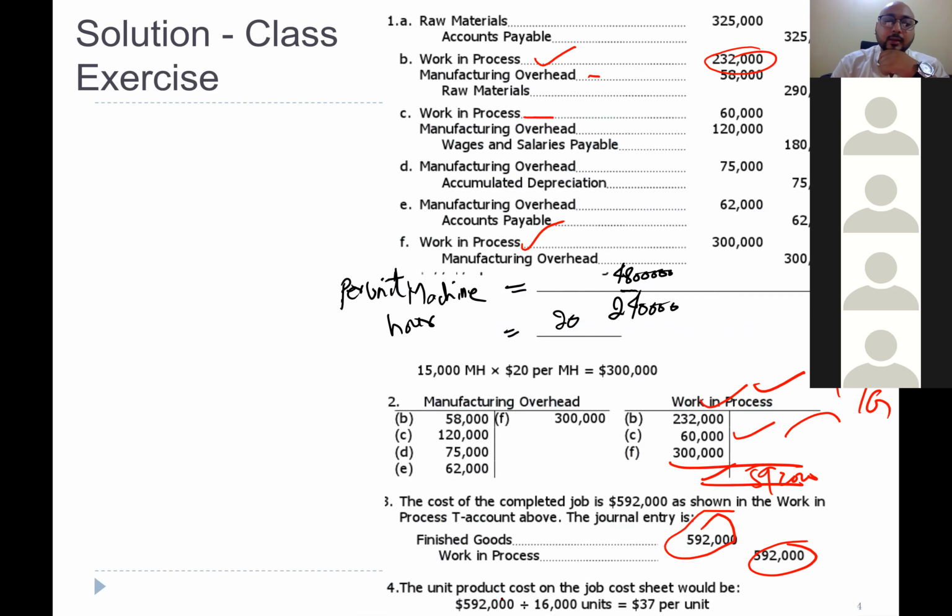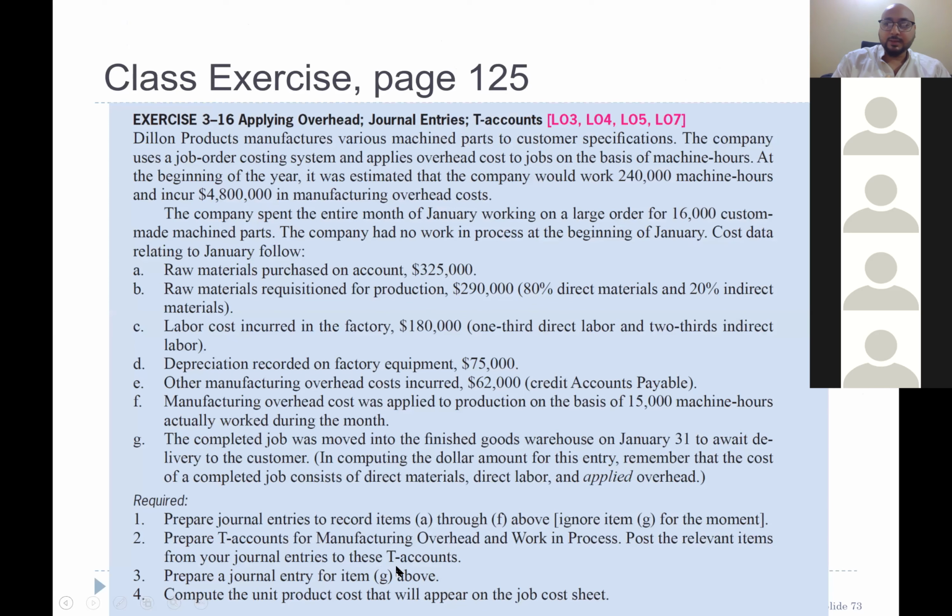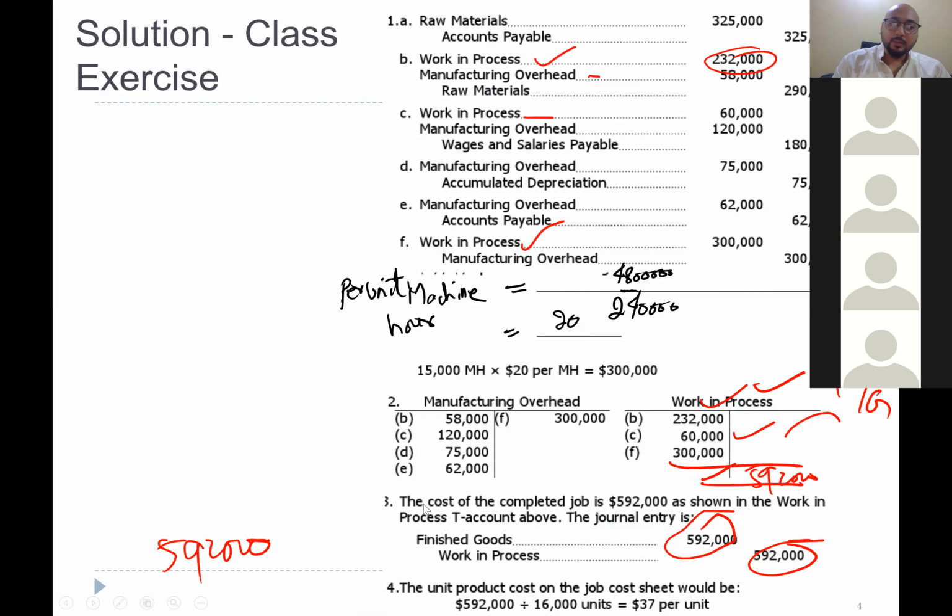Now to calculate the unit cost, we have the total cost of finished goods, 592,000, and the question says 16,000 custom made machine parts are going to be manufactured. So you just divide it by 16,000. Answer would be 37 per unit, right? So now you know how we calculate the per unit cost.